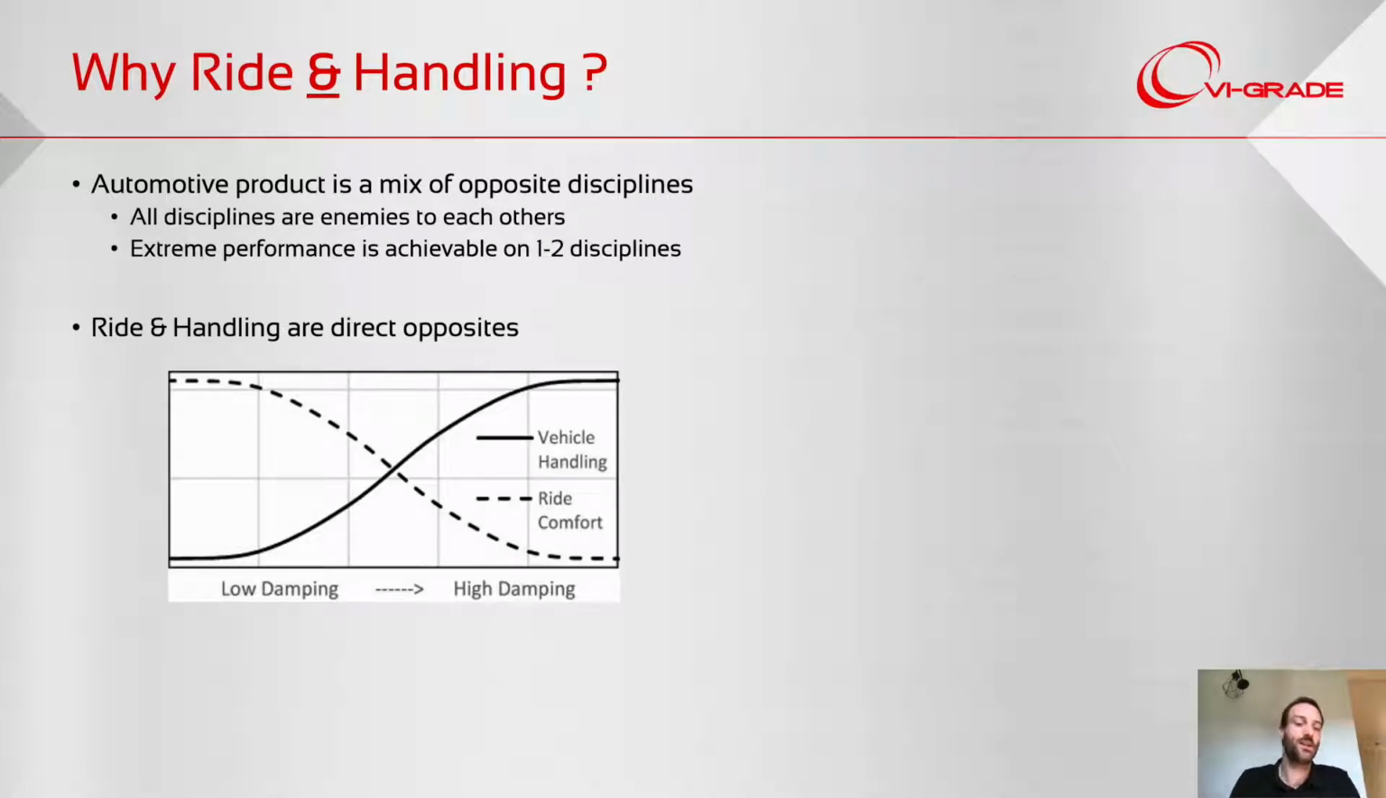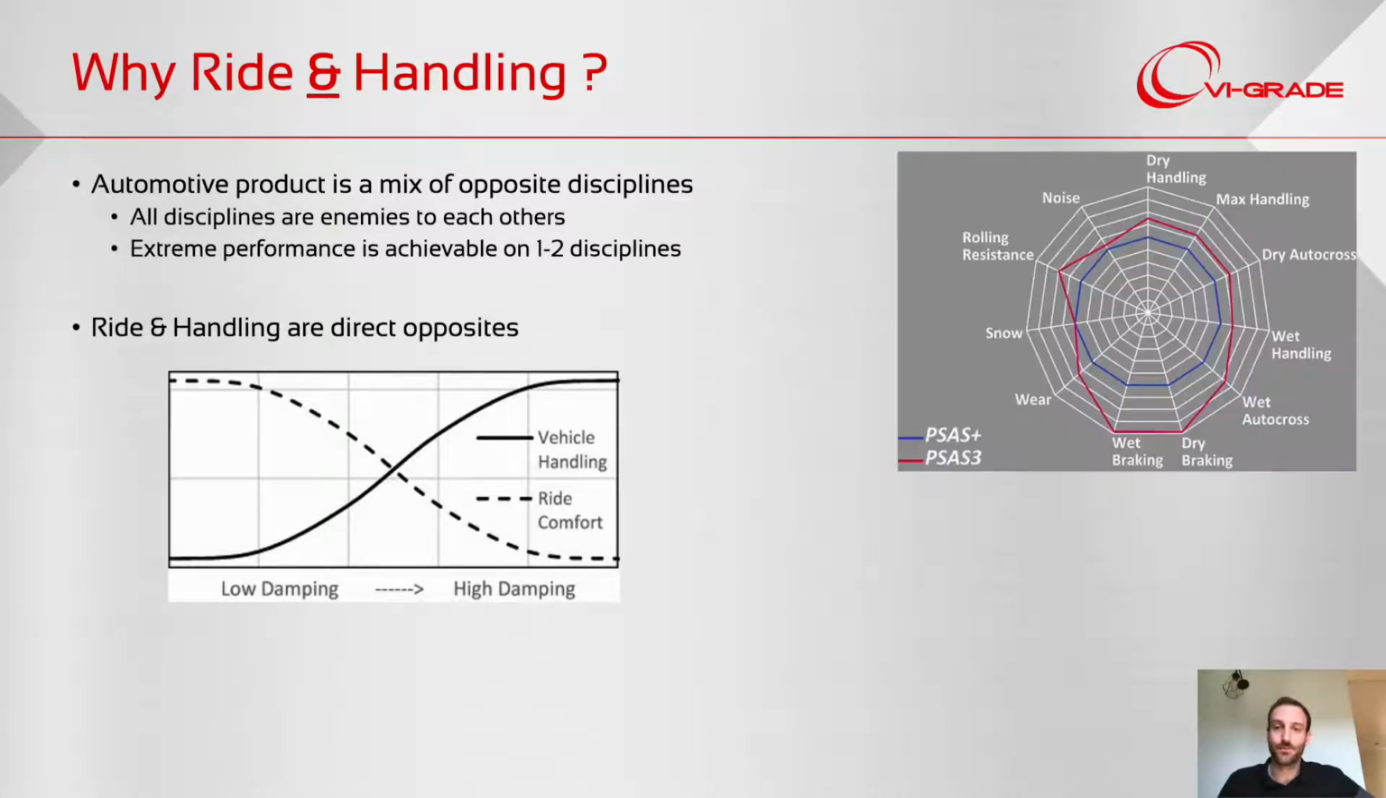And ride and handling are really direct opposites, because the setup of your vehicle to achieve a very good handling vehicle will be totally opposite, for example, in terms of damping, to what you would have for a ride and comfort vehicle. For a ride and comfort vehicle, you will want to have very low damping for a very comfortable vehicle, or a very high damping for a good handling vehicle.